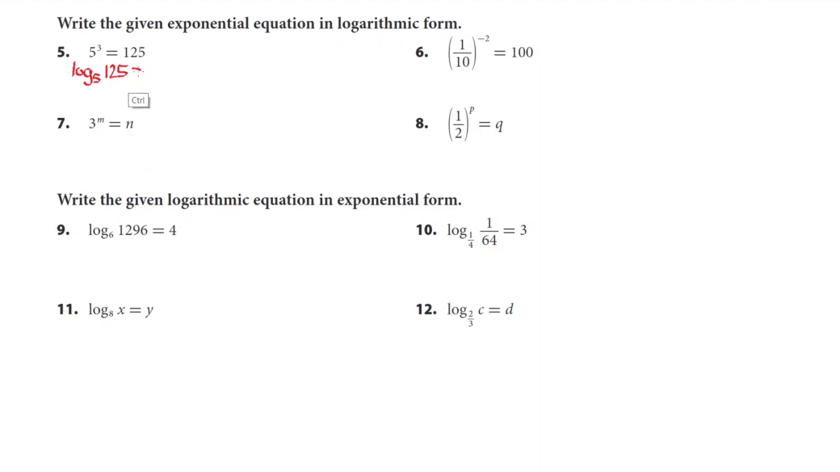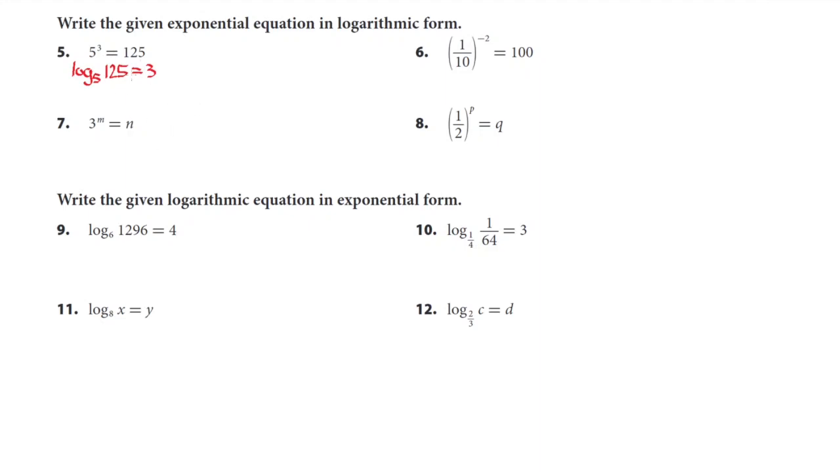That's not a very good equal sign. That's a little better. So this is rewriting the original equation in logarithmic form. It's just asking a slightly different question. How many of this number do you need to multiply together to get that number? And the answer is 3.